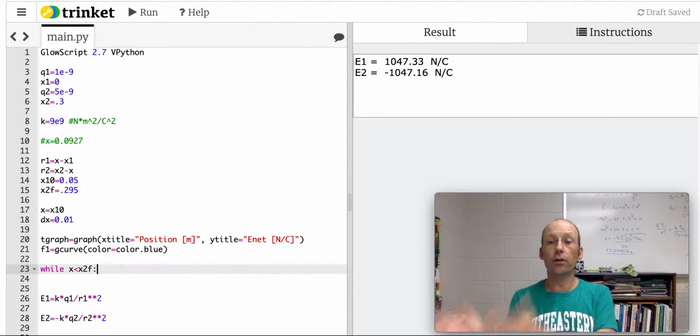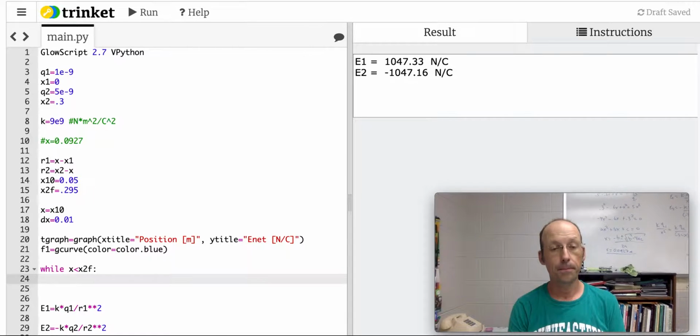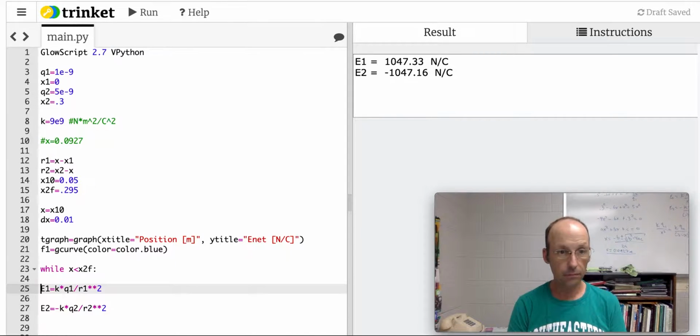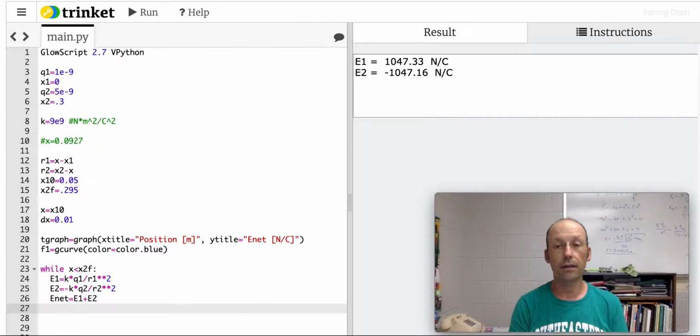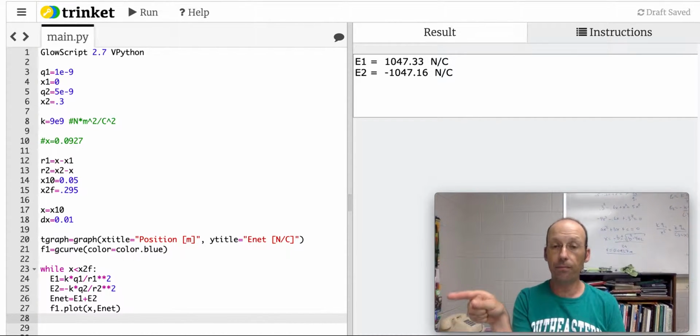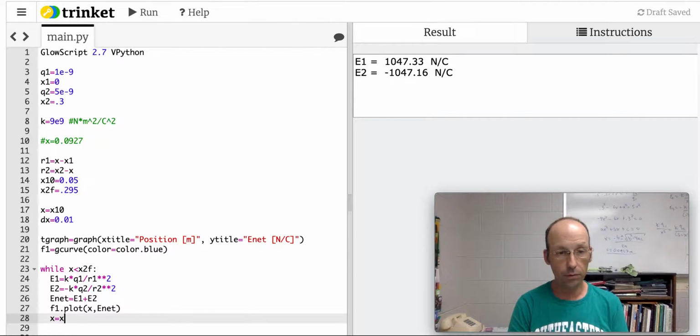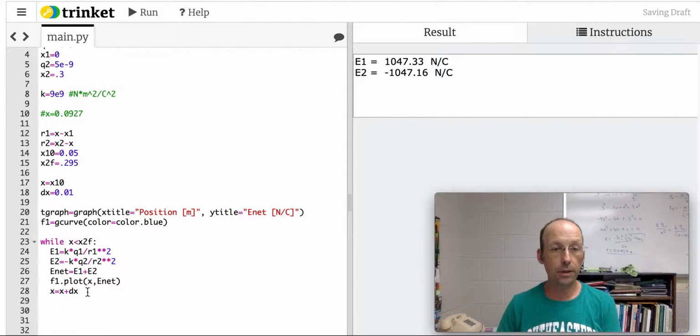So I'm going to keep doing the following loop until I get to that spot. The first thing I'm going to need to do is calculate E1, which is right here. And then I need to calculate E2. And then I need to calculate E net equals E1 plus E2. Now I need to plot it. So I'm going to say F1.plot. The x value is going to be x, the y value is going to be e net. And now I need to step to the next x position. So x equals x plus dx. That takes your value of x and adds just a little bit to it and gives you the new one. If you didn't do that, this would just keep going forever.